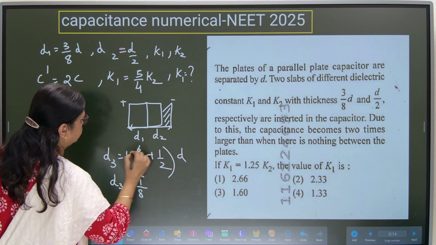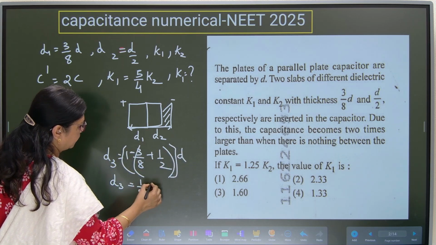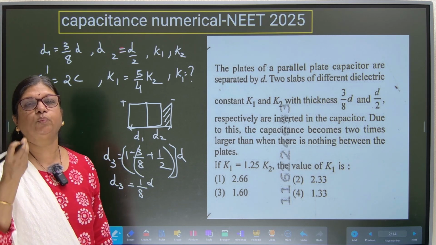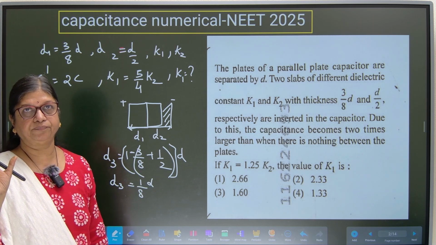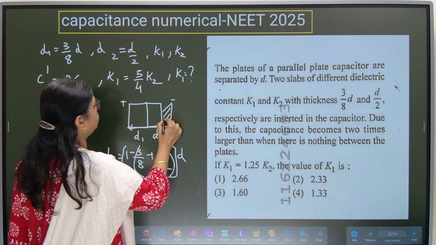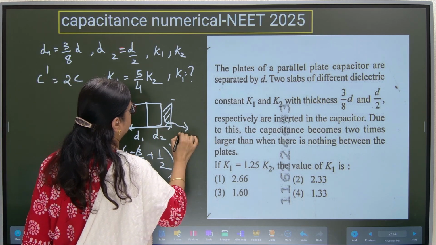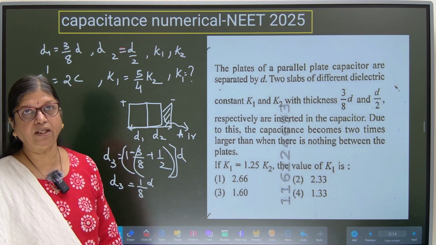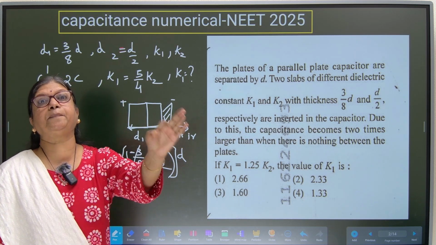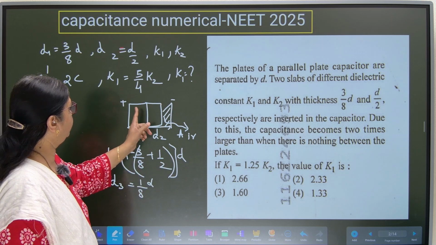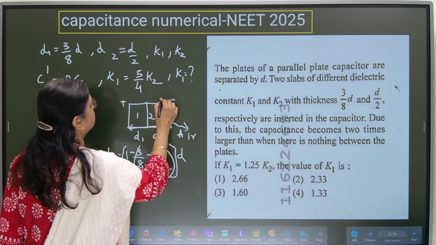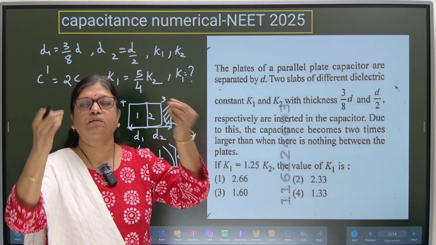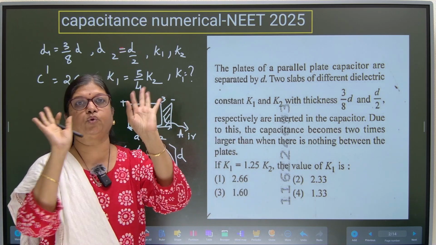So d3 is 1 upon 8 d. So now we have a third space d3, which is d upon 8. That space is definitely filled with air because nothing is there. They only said nothing is there, so that nothing is air. Fine. So we have 3 capacitors, 1, 2, 3. This is just a rough mental diagram which you have to understand by drawing or without drawing.